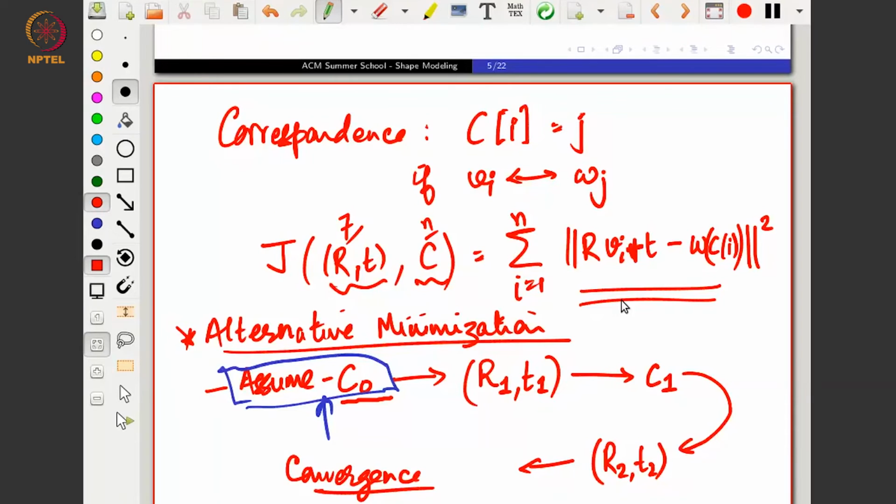So while this alignment error is reducing, your loop should continue. Once it increases, which means you have passed a minima, you should stop.